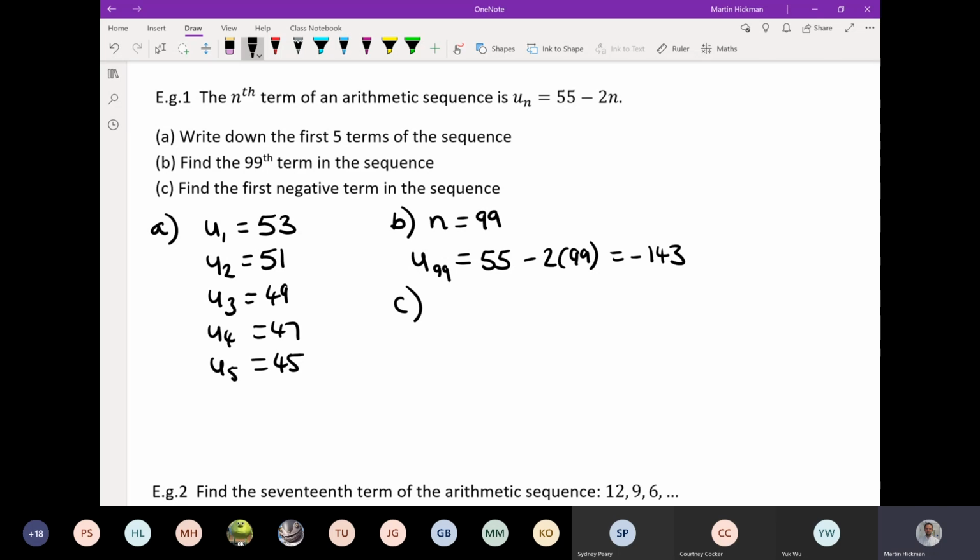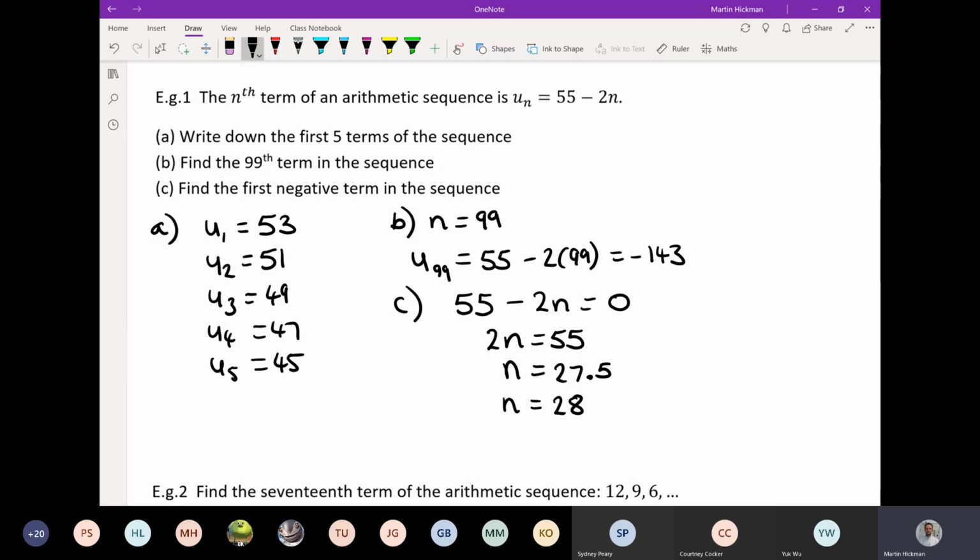And then finally, find the first negative term in the sequence. So there's a couple of different ways we can go about it. We could set it up as an inequality, but I'm going to keep this nice and simple and just set it equal to 0 and then find out what value of n would give us 0. So we solve this equation and we get n is 27.5. Now obviously n can't be 27.5, can't have a 27.5th term. So we simply round that to 28.